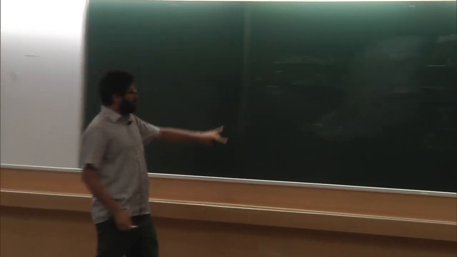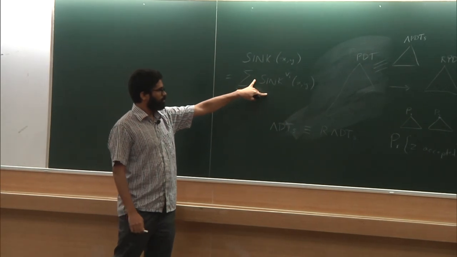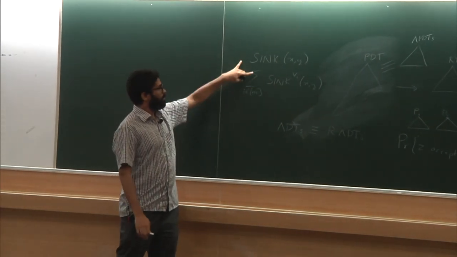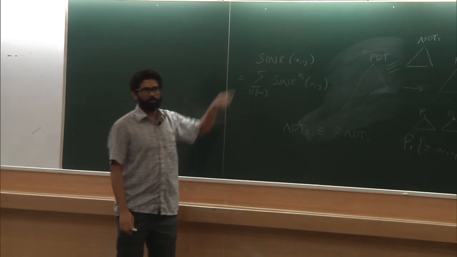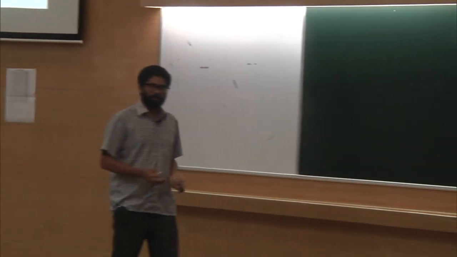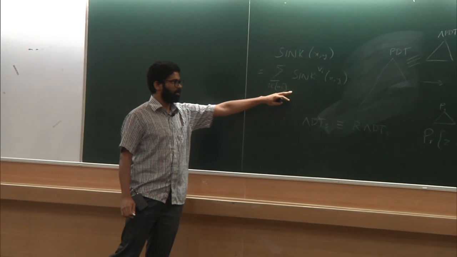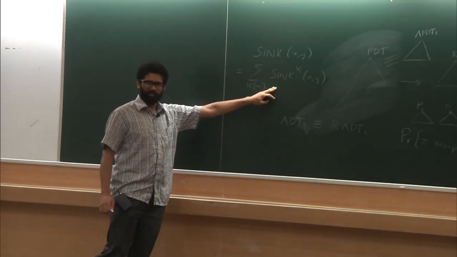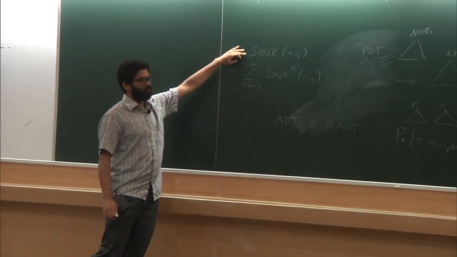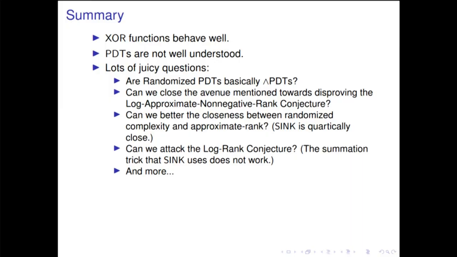If you replace these with stuff that have small deterministic complexity, so that means that these have small exact rank, so that means that this would also have small exact rank. And now the question is, can its deterministic complexity be much larger? And in that case, that's actually not true. If this is a summation of stuff that has small deterministic communication complexity, then this function also has small deterministic communication complexity. And yeah, so the log rank conjecture is a Titanic conjecture, so it makes sense that it's not syncable.